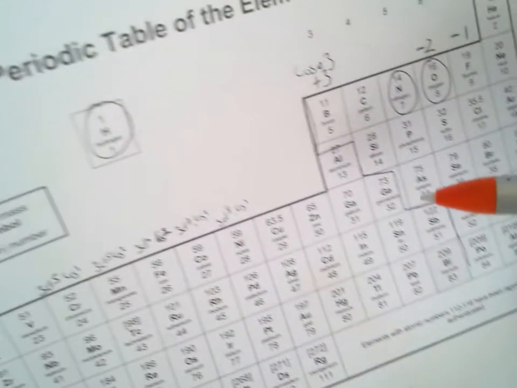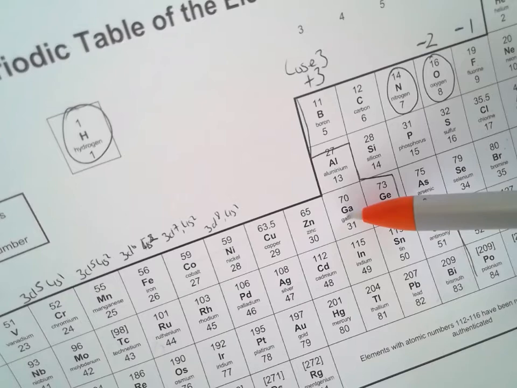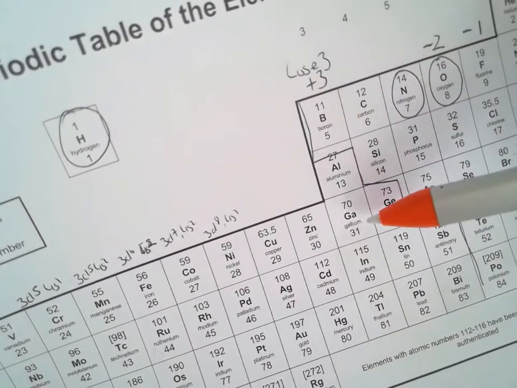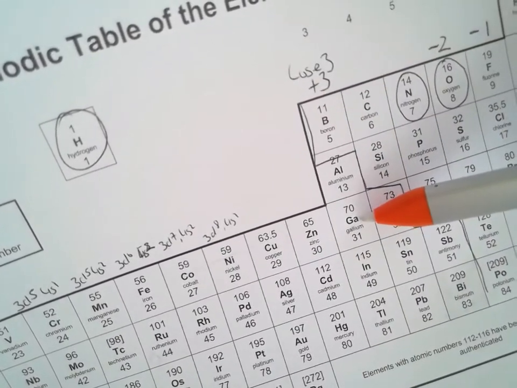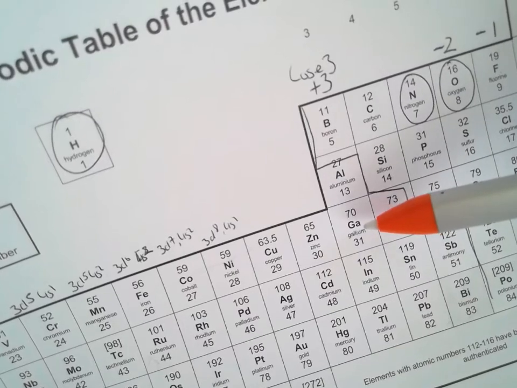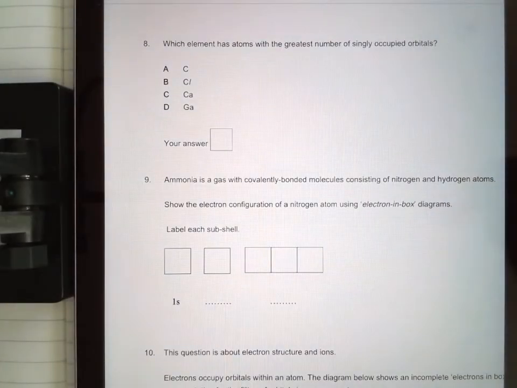And then gallium is here in group 3. It's again a p block. It's got 1 p electron, which is going to be in the px, which gives it 1 singly occupied orbital. So carbon has got 2.